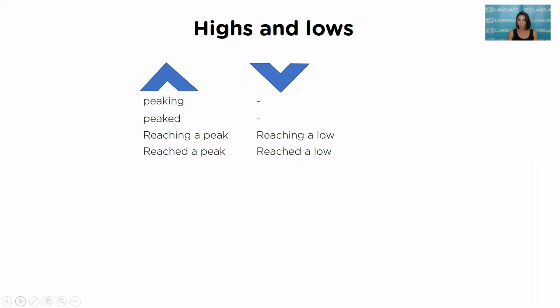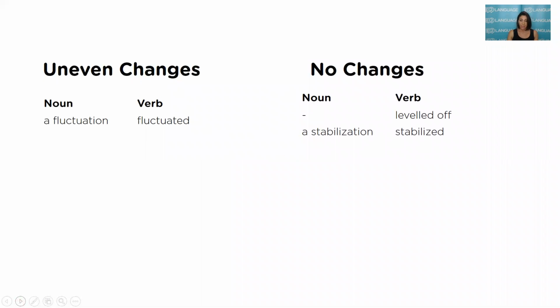All right, what about when we want to talk about highs and lows? So when the temperature reaches a high point, we can say that the temperature peaked or reached a peak. When we want to describe a low point, we can say temperatures reached a low or reached a low point. To describe uneven changes, we can use the noun, there was a fluctuation in temperatures, or temperatures fluctuated, verb in the past tense. No change, so when the data is like a straight line, an even line, we can say that the temperatures leveled off, the temperature stabilized, or there was a stabilization. Okay, so if we use the noun or the verb form, it's okay. It just shows that you're able to use different vocabulary, different word forms flexibly.